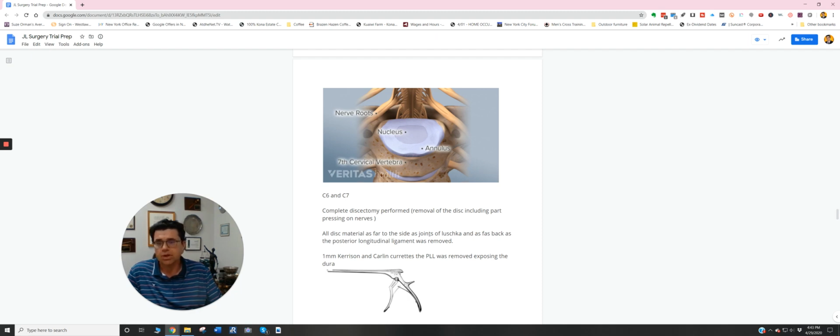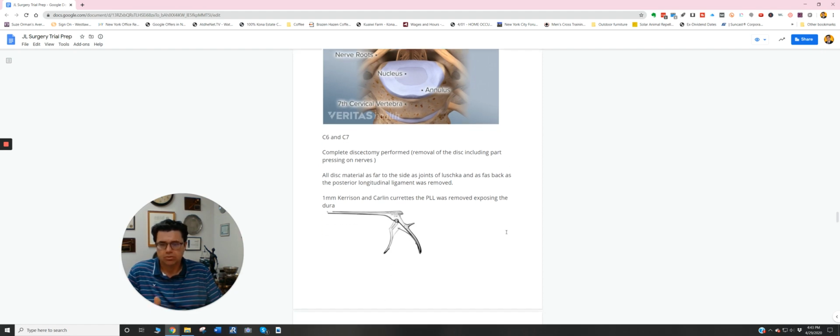C6 and C7. So he completed, it was a complete discectomy performed. So the removal of the disc, including the part pressing on the nerves, the entire disc material was removed. And he even wrote all disc material as far to the side as the joints of Luschka and as far back as the posterior longitudinal ligament. So everything was removed.